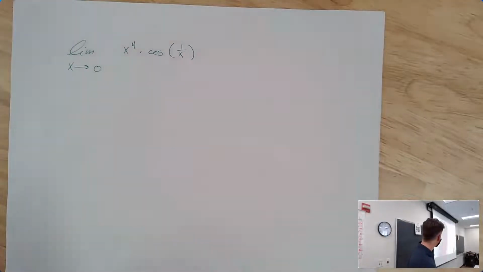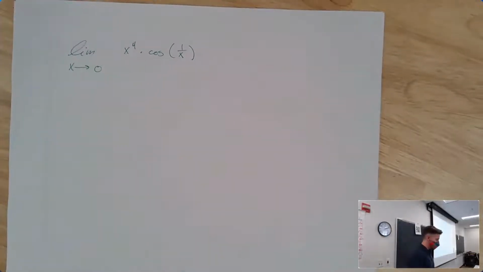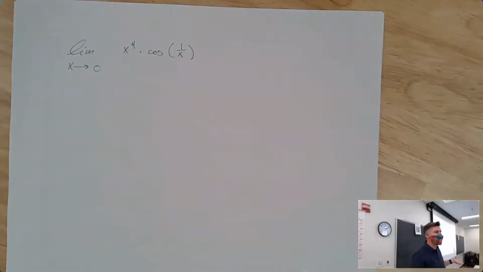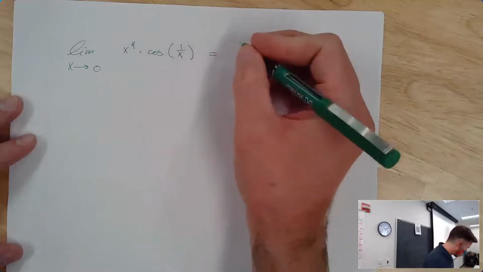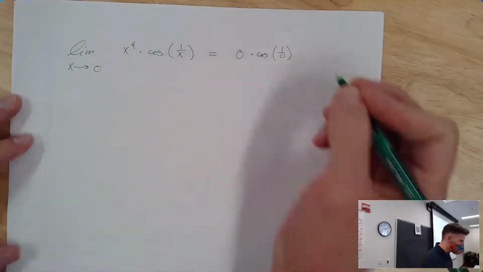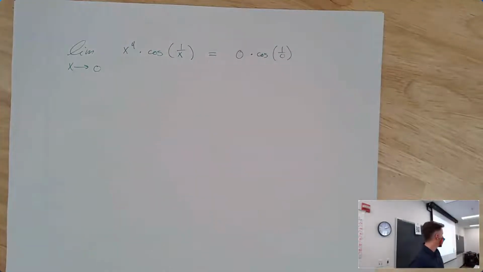So here's a question. We want to find the limit as x goes to 0 of x to the fourth times cosine of 1 over x. And if we do what we should always at least think about, plugging it in first, we get problems. 0 to the fourth is 0, and cosine of 1 over 0 is, I don't know.